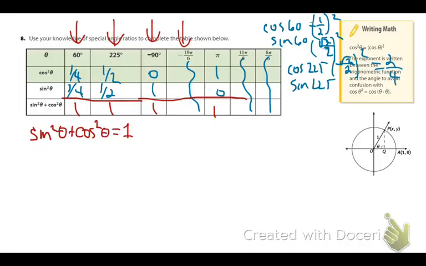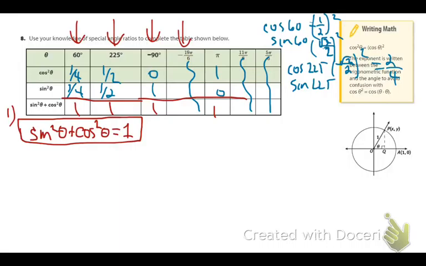Okay? This is one of your 3 Pythagorean identities. Here's the first one. Right there. Well, how does that work? Why does that have anything to do with the Pythagorean theorem? Let's come over to our unit circle real quick, okay?